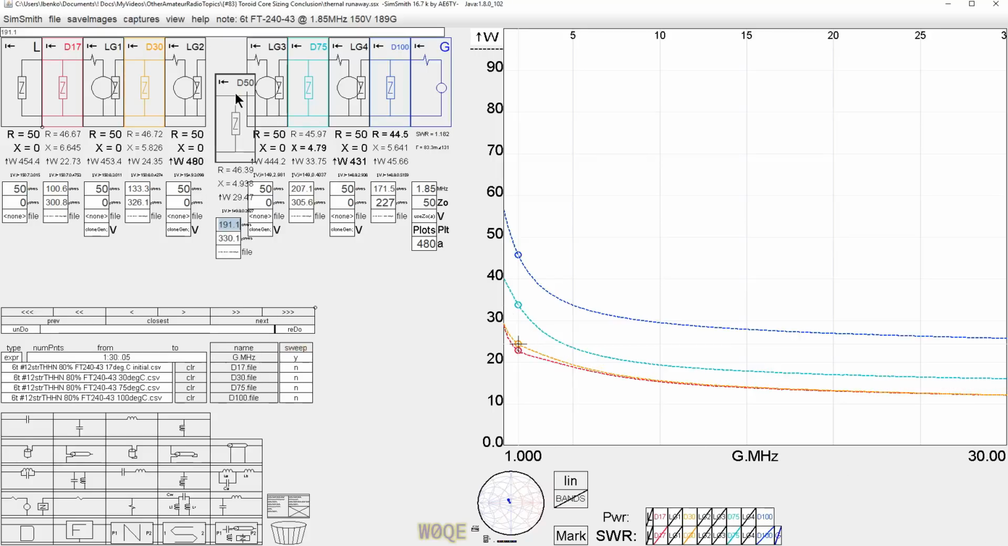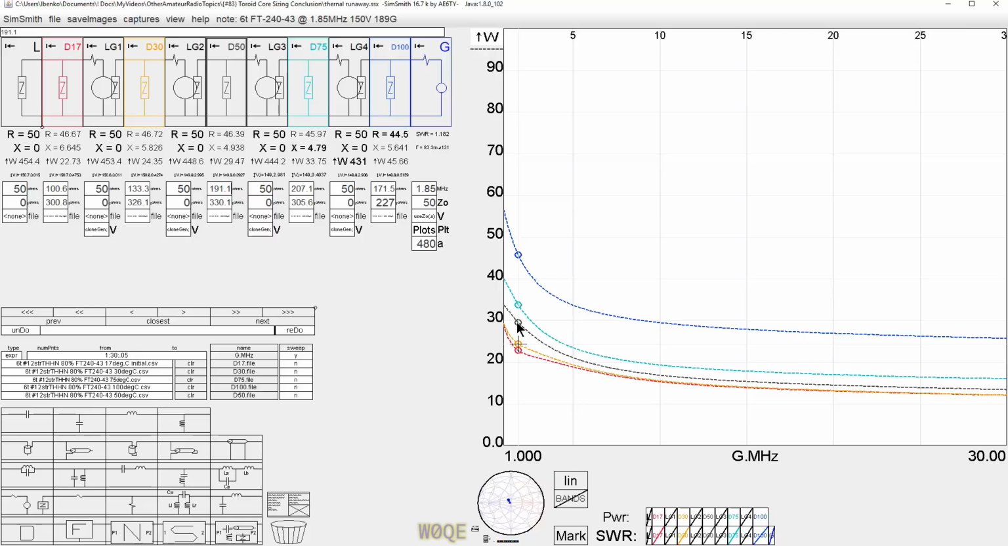By the time I got to 50 degrees Celsius right here, the dissipation had gone up to 29.7 watts. By the time I got to 75 degrees Celsius, 33.7 watts. By the time I got to 100 degrees Celsius, it was 45 watts. So the dissipation in the 43 material core doubled as the temperature rose, which means now the core is in deep trouble because the temperature rise was not slowing down with time. So that's something to consider if you're really going to run things at high temperature.